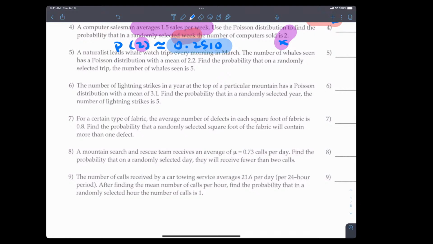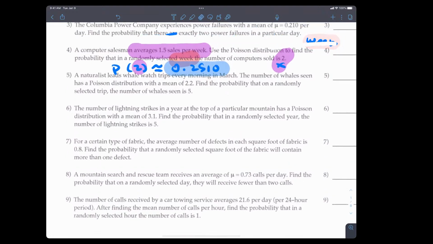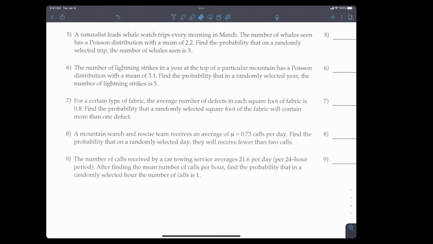All right, let's look at number 5 now, ladies and gentlemen. This is number 4, number 5 now. Okay, number 5. Let's see what it says. A naturalist leads whale watching trips every morning in March. The number of whales seen has a Poisson distribution. Remember, X counts the number of arrivals. So it looks like here, X is going to be the number of whales seen. Okay? So the number of whales seen has a Poisson distribution, and then the mean is 2.2.